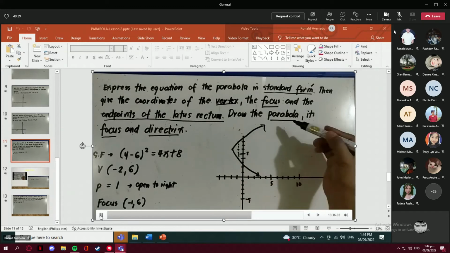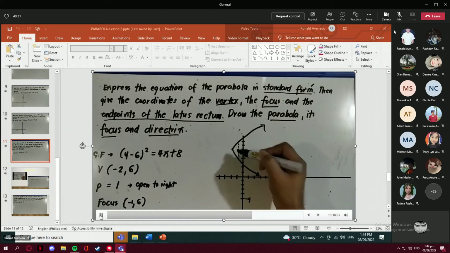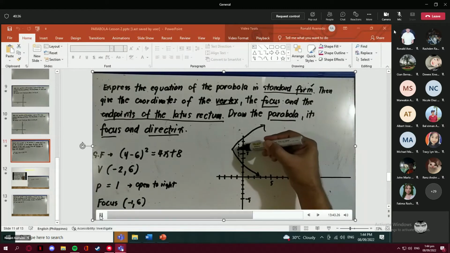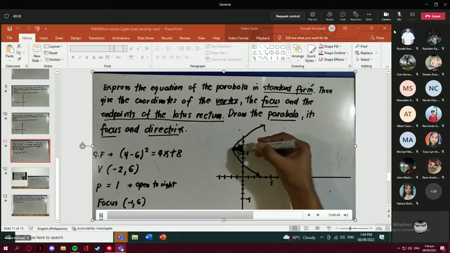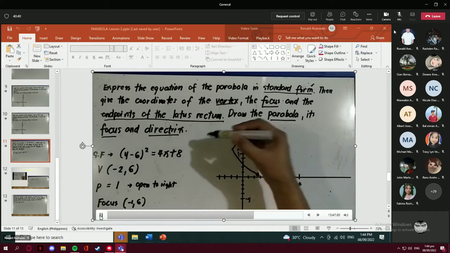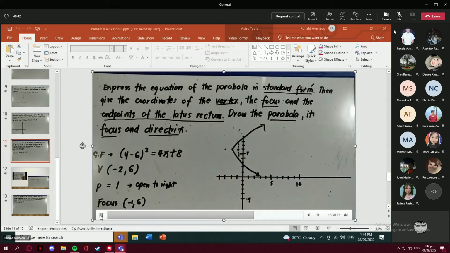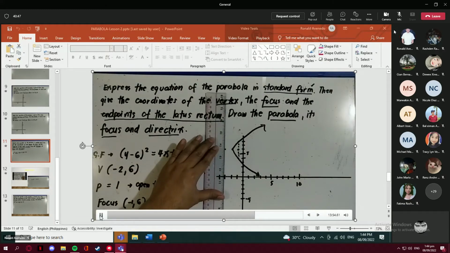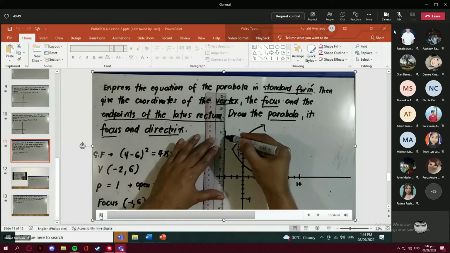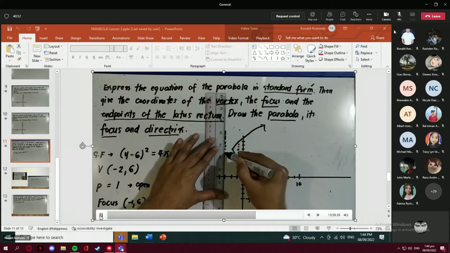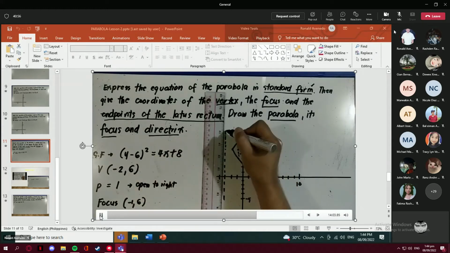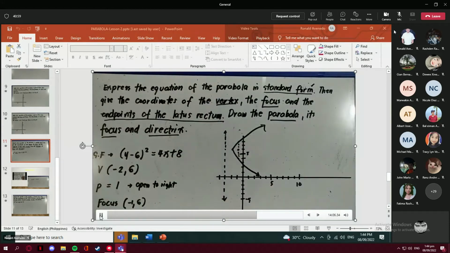So, we have the parabola and the focus. Then, to draw the directrix, from the vertex going to the focus is only 1, so we also count 1 backward. So, here. Then, draw a line here. So, this is the directrix.